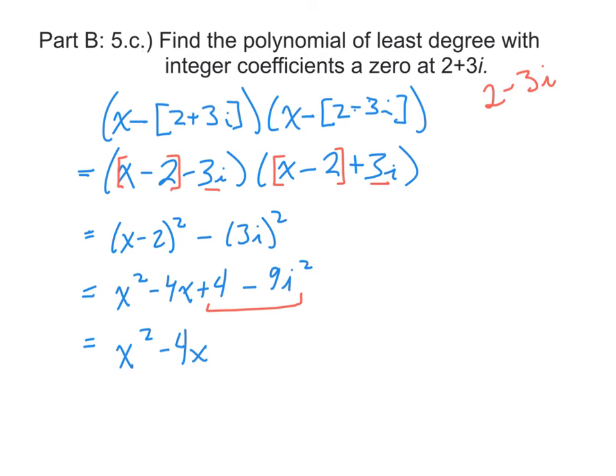We know that i squared is going to be negative 1, so this minus 9i squared is really plus 9. And plus 9 plus 4 makes plus 13. And that's the entire polynomial.